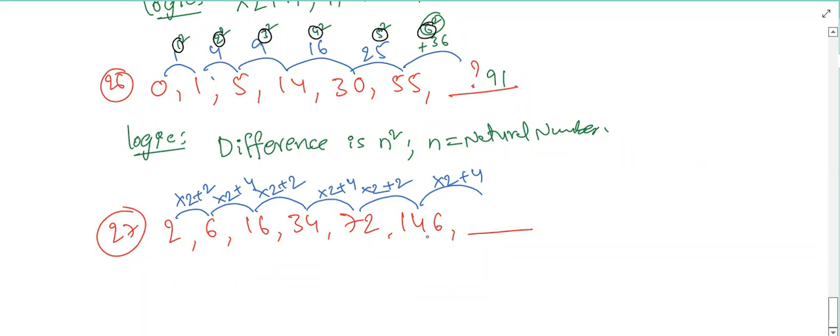296. No, 92 first. Final answer is 296. Correct. 292 plus 4 is 296.